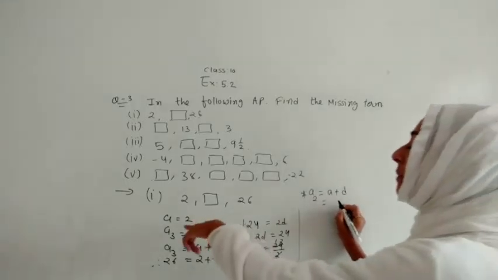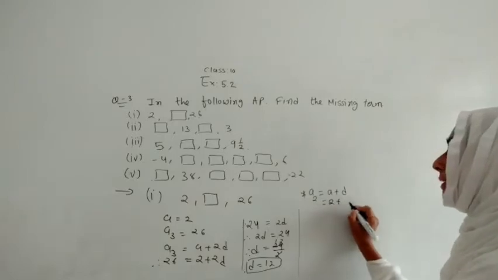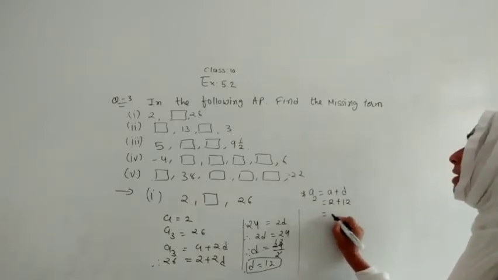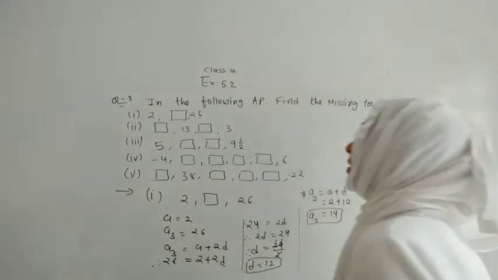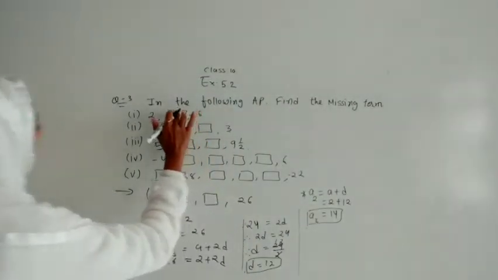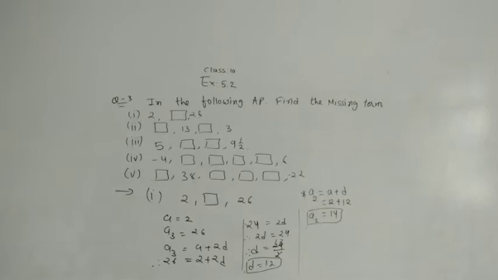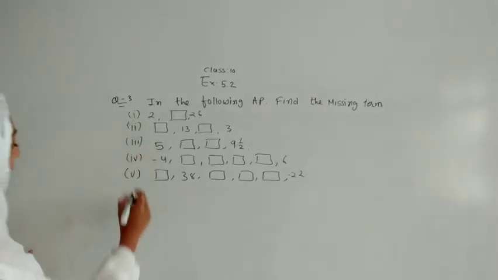So here we will substitute the value of A as 2 and the value of D as 12. So here 14 we got. So here we have to write what? 14 over there. This is the end of first question. Let us do the second question. Let me write the second question.